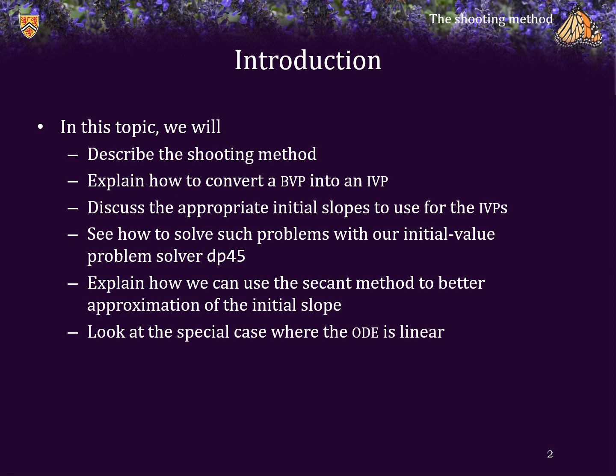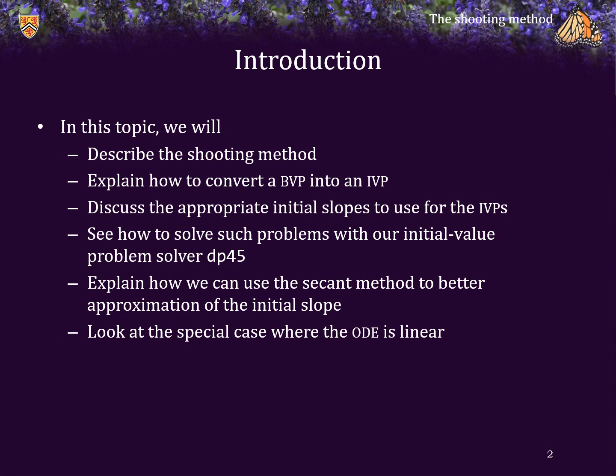So in this topic, we will describe the shooting method. Specifically, we will explain how to convert a boundary value problem into an initial value problem. We'll discuss what appropriate slopes we should start with for these initial value problems, and then we will see how we can find such solutions with our initial value problem solver DP45.